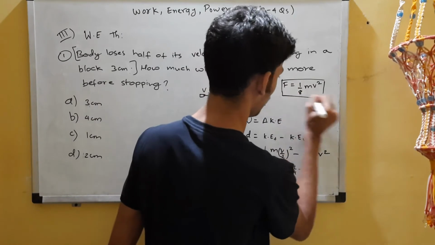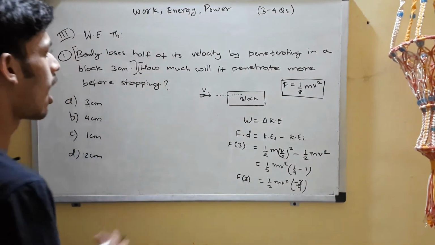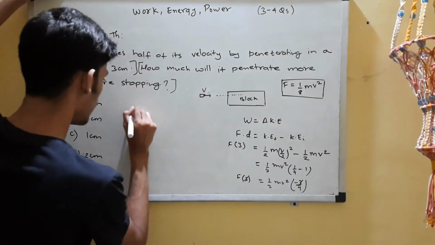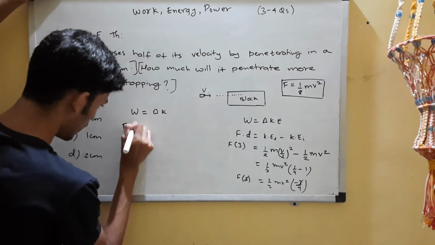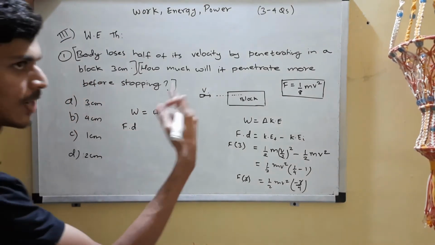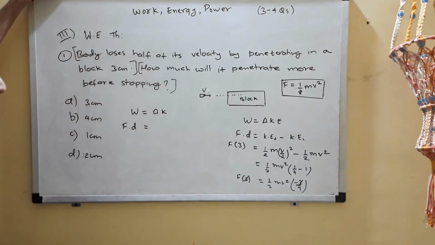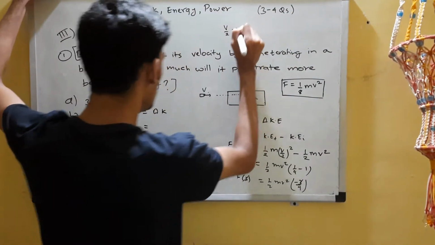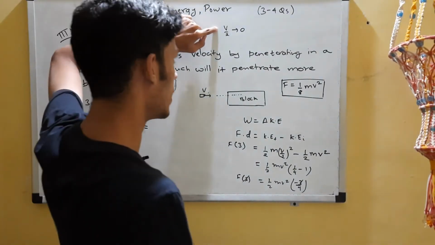It's a fair assumption. Now let's come to case 2. Here you can see how much more it will penetrate before stopping. So again apply the work energy theorem. You write force into displacement. Here you are supposed to find displacement now, right? You know the force and you will also know the change in kinetic energy. In the second situation it begins at v by 2 and it goes to 0, right? It stops.